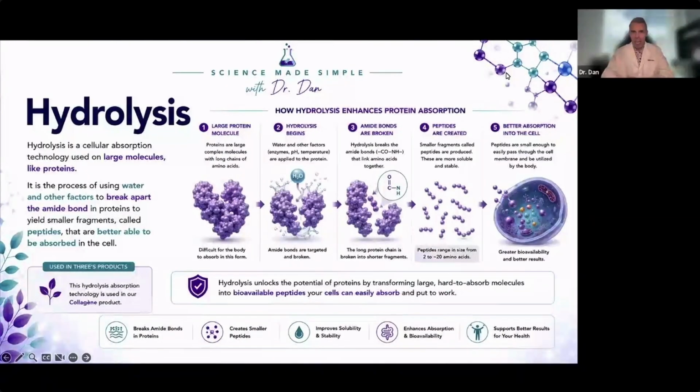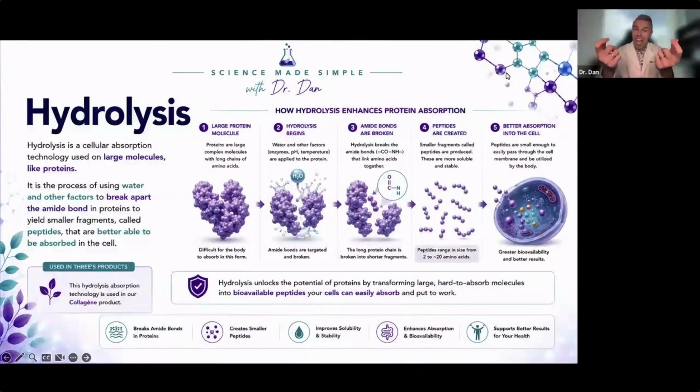As the name implies, what we use is water and other natural ingredients. We can take this large protein and chop it up into smaller and smaller pieces, and these pieces are called peptides. Proteins are connected together by a bond called an amide bond. Amino acids, as you know, a protein is hundreds and even thousands of amino acids connected together, and where amino acids are connected together is called an amide bond. So we can use this hydrolysis technology to break apart these amide bonds.